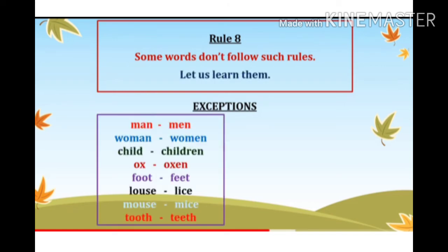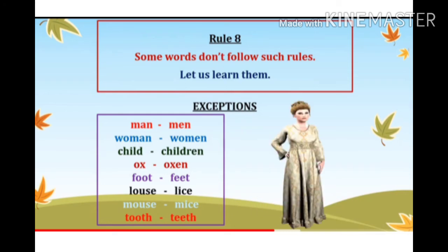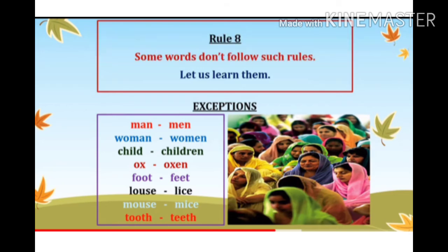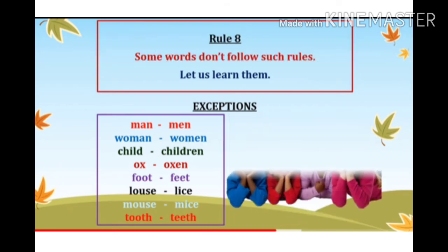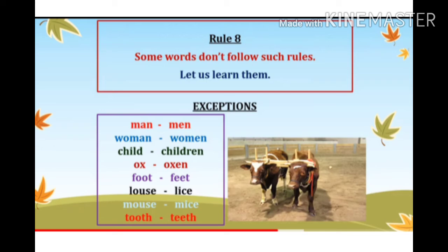Have a look to the words given here. The first noun over here is man. One man is known as a man, but its plural is men. Look here at the picture. One man is a man and more than one, they are men. Similarly, one woman is a woman and more than one, women. One child is a child and more than one, children. One ox is an ox and more than one, oxen.